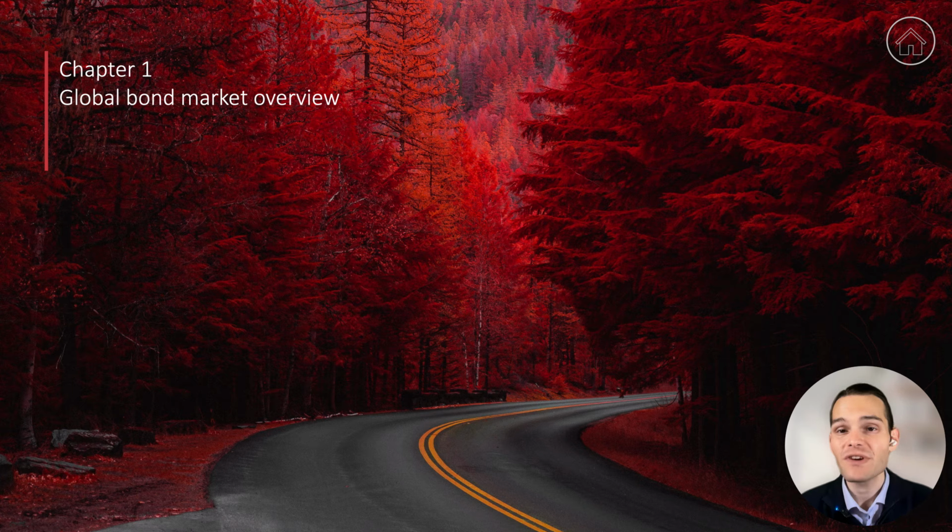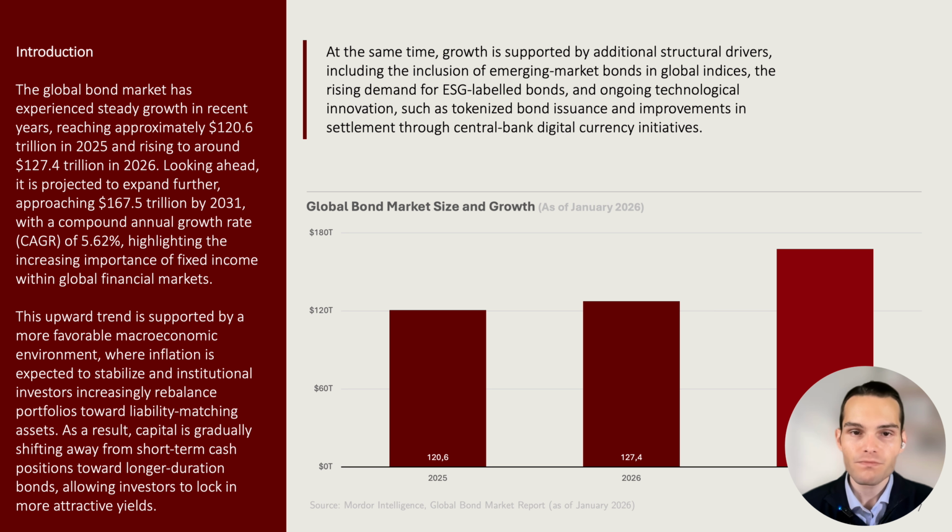We now move into the first section of the presentation, which focuses on the global bond market environment. The global bond market has experienced strong growth in recent years, reaching approximately $120 trillion in 2025 and expected to expand further over the next decade. This growth is supported by several structural factors, including rising institutional demand for fixed income, continued government and corporate bond issuance, and the expansion of ESG and emerging market debt. At the same time, technological improvements and broader market participation continue strengthening the global fixed income market.